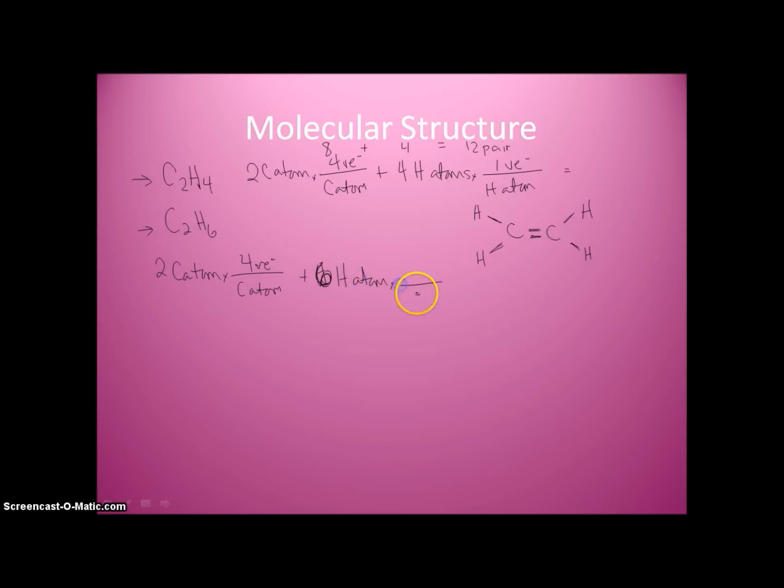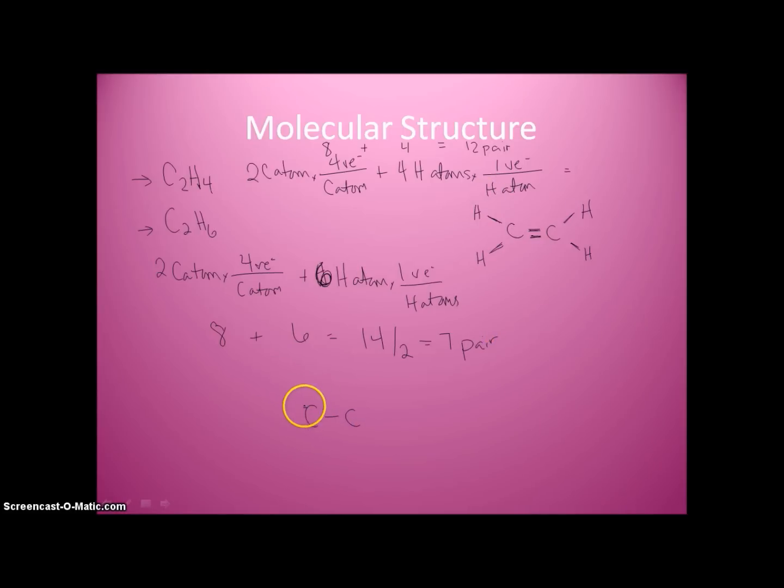Atoms will have 1 valence electron each. Okay, so then we'll have 4 times 2 is 8 plus 6, and that will give us 14. Divide that by 2, we have 7 pair. Okay, so we'll draw our carbons straight across from each other.